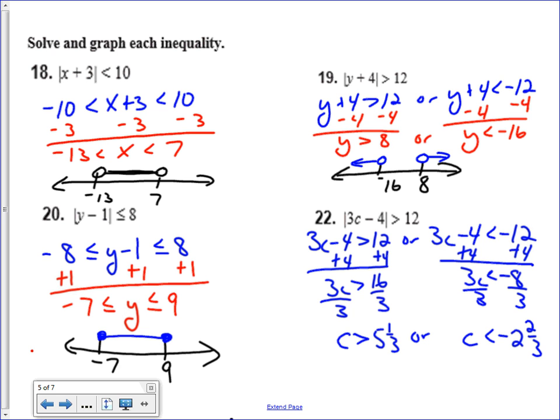So what does that look like on a number line? Well, on a number line, I'd have negative 2 and 2/3, and I'd have 5 and 1/3, and both of these would be open circles. This one would be going to the left, this one would be going to the right.